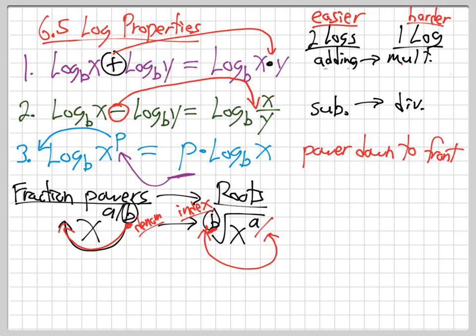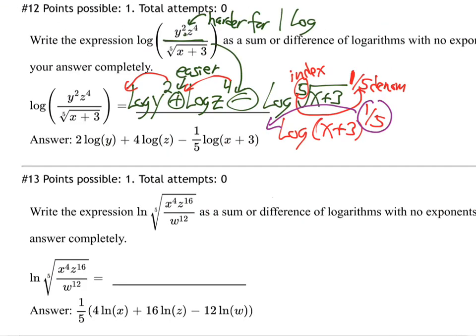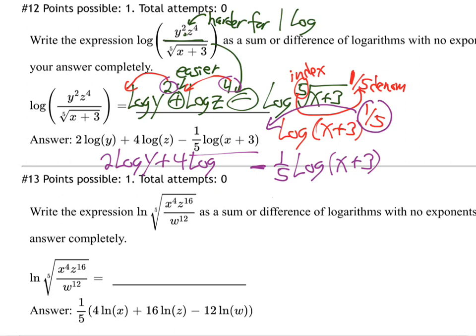Let's go back here. Powers come down to the front when you're a power on a log. So this part will become 1/5 log x plus 3, like that. It's minus. The other two, the 2 came down in the front, this 2 came down, plus, and this 4 came down, and then minus, and there we go. There's the answer.